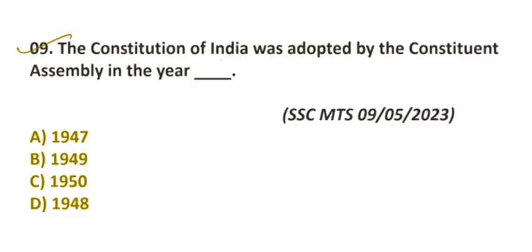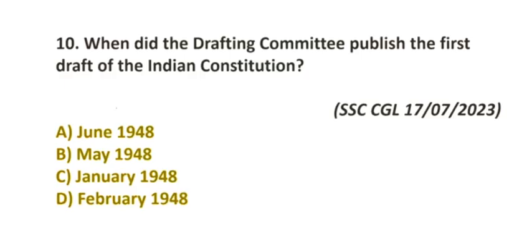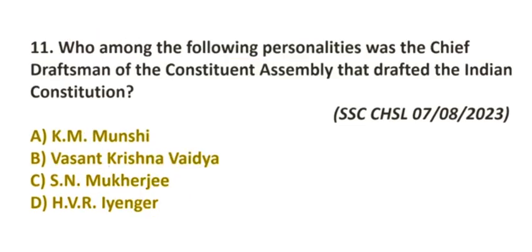Question number 9. The Constitution of India was adopted by the Constituent Assembly in the year? Option number B, 1949. Question number 10. When did the drafting committee publish the first draft of the Indian Constitution? Option number D, February 1948.